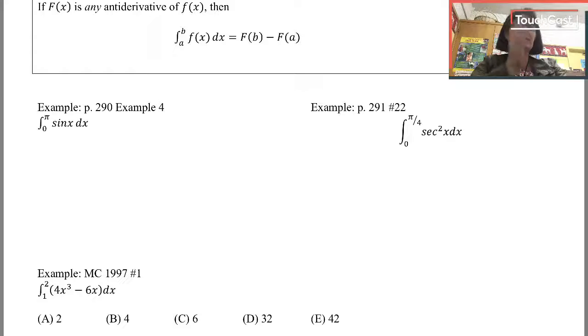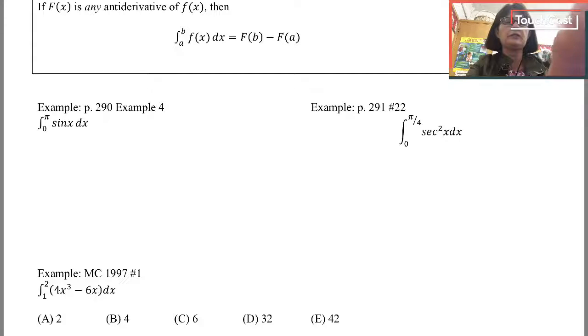In Chapter 6, we're going to learn lots and lots of techniques for figuring out other antiderivatives. But right now in Chapter 5, they should be ones that you know, or ones that you can just think of, or ones that you can find by undoing the power rule. So I want to think, what do I take the derivative of to get sine as the result? That's negative cosine. So this is what I'm going to write here.